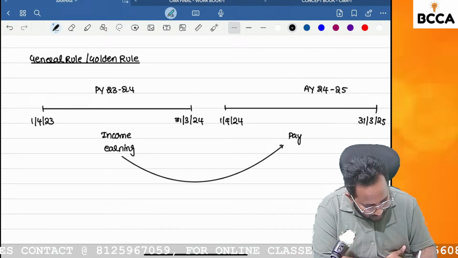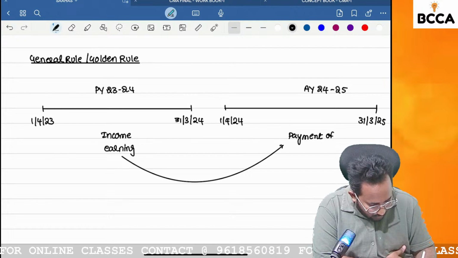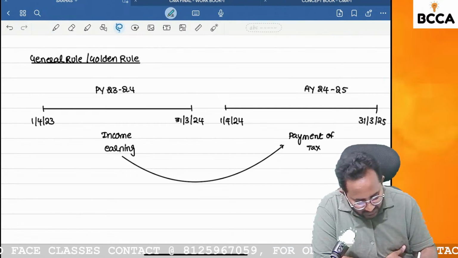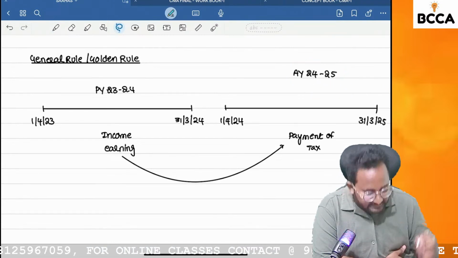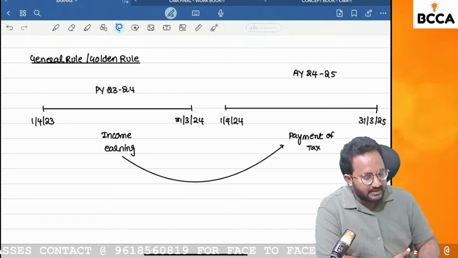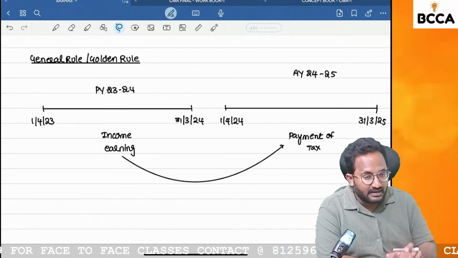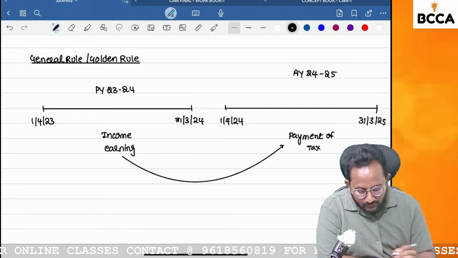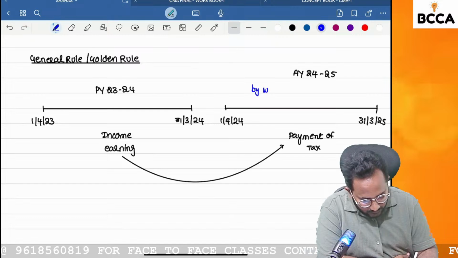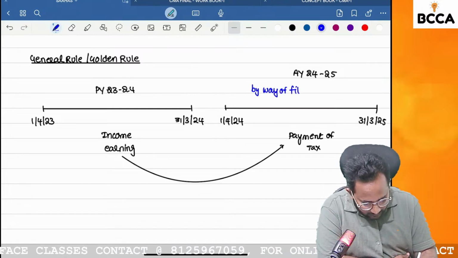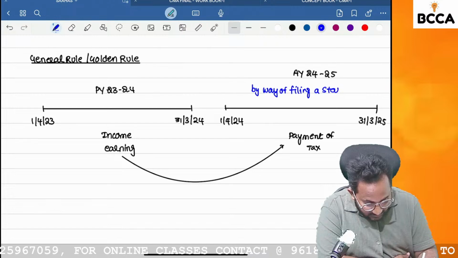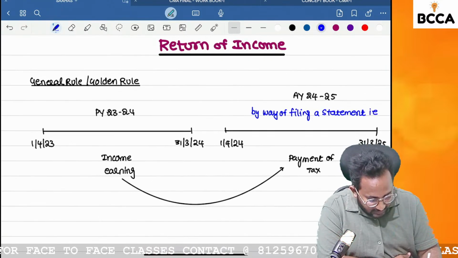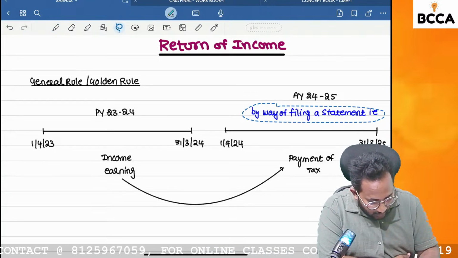Assessment year. Right now, I have a doubt: how do we need to pay the tax? Definitely I will pay the tax in the assessment year, but how do I need to pay it? Do you have any idea? By way of filing one statement. Not orally, you have to file everything in written form. By way of filing a statement. That statement is known as Return of Income, or in short, we can call it ROI.